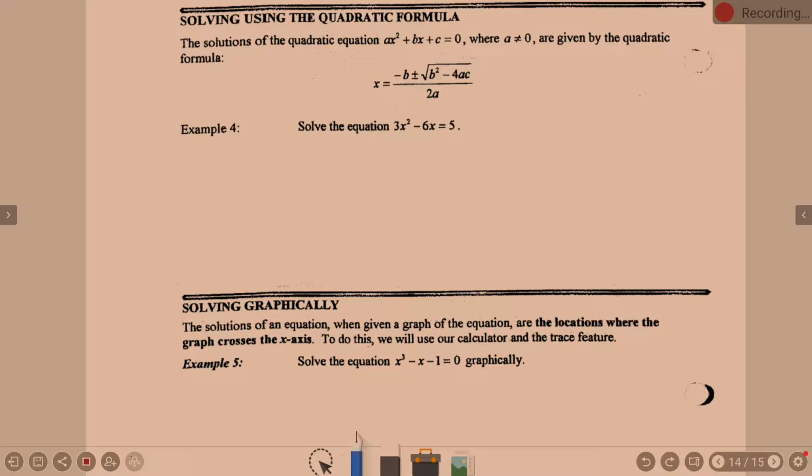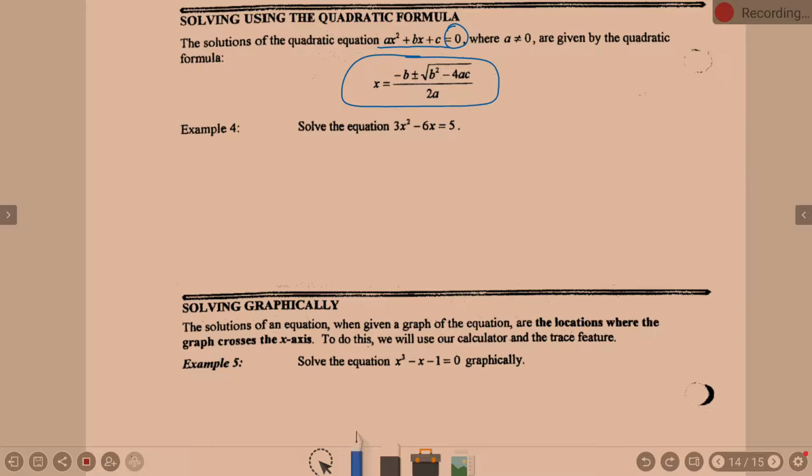Quadratic formula. When all else fails, what will definitely work? Quadratic formula, every time. So, solutions of the quadratic equation, ax squared plus bx plus c equals 0. So notice what has to happen here. It's that ax squared plus bx plus c has to equal 0, and a cannot be 0. If a is 0, then it's not a quadratic equation, so we can't use quadratic formula. And they are given by this formula here. Look familiar? X equals negative b plus or minus the square root b squared minus 4ac all over 2a.